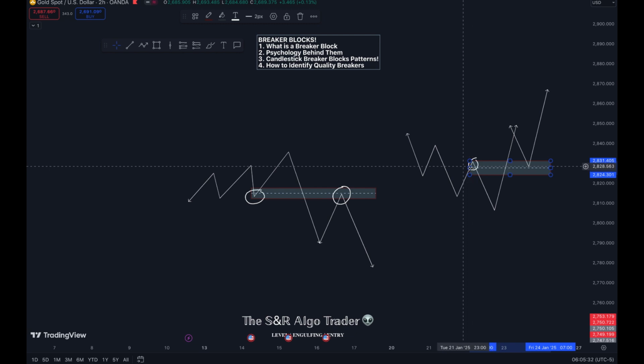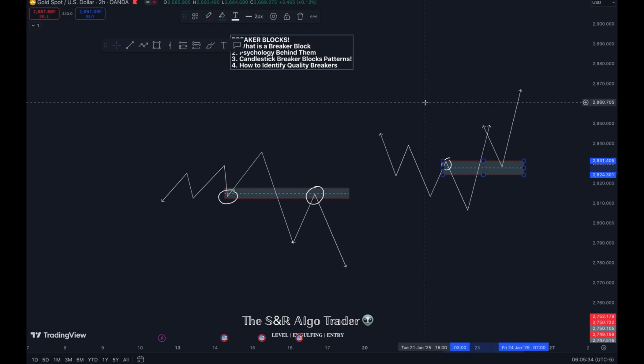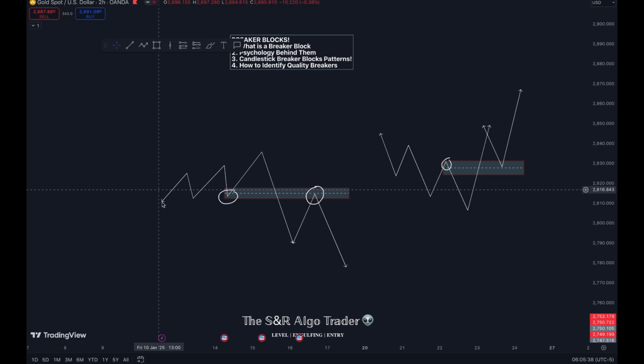So let's talk about the psychology behind breaker blocks. The psychology is the market was creating higher highs and higher lows. Let me indicate it. This is a higher high.